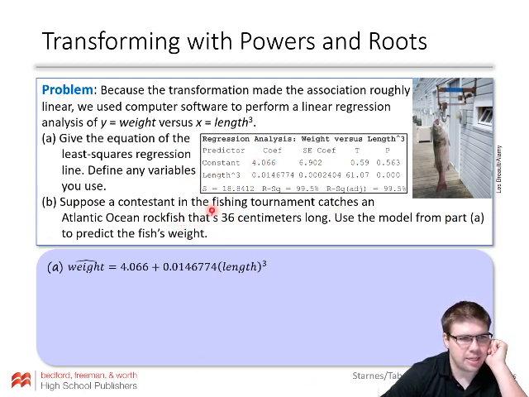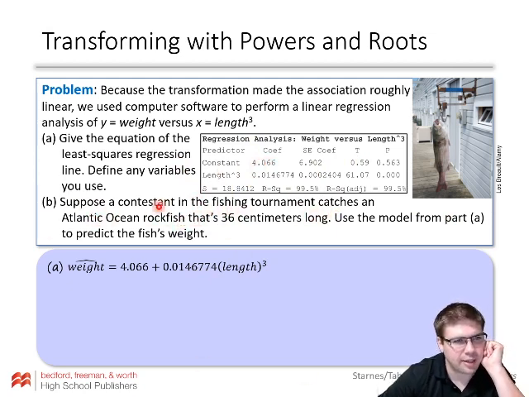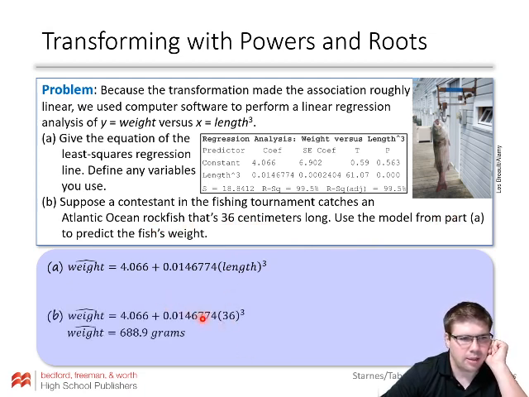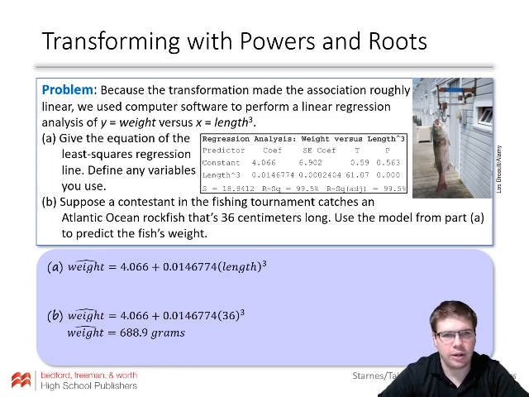Suppose a contestant in the fishing tournament catches an Atlantic rockfish that is 36 centimeters long. Use the model from part A to predict the fish's weight. We'll just plug in that 36, cube it, and multiply and add, and you get a predicted 688.9 grams.